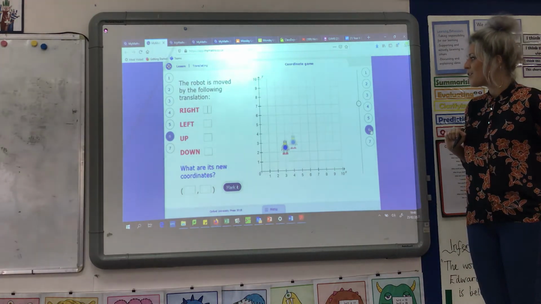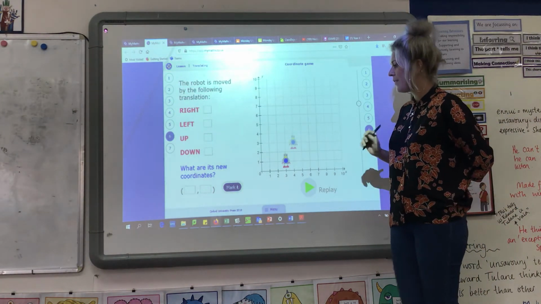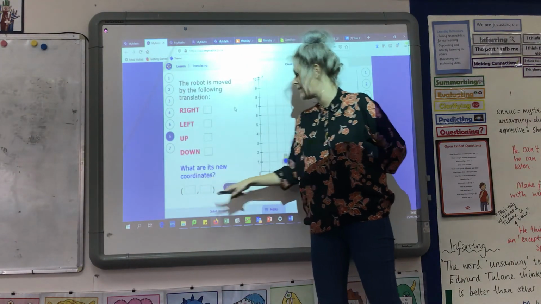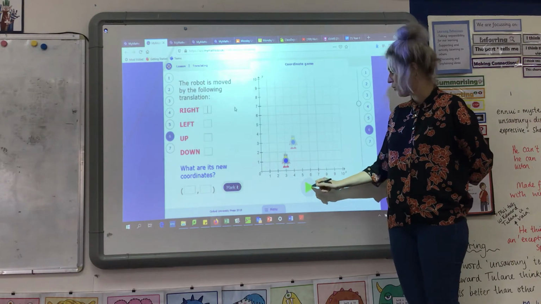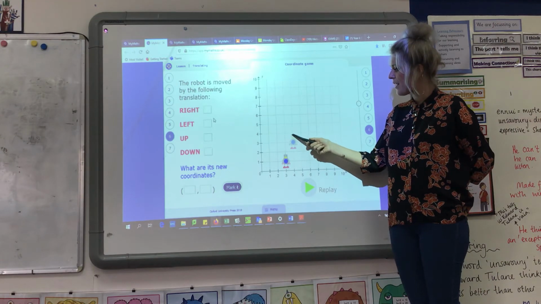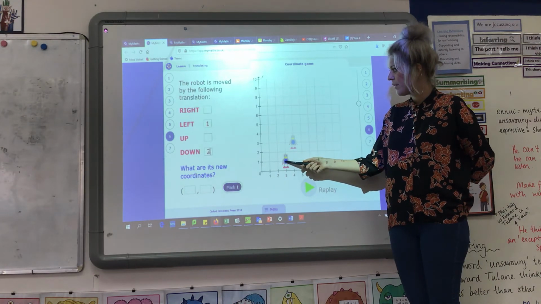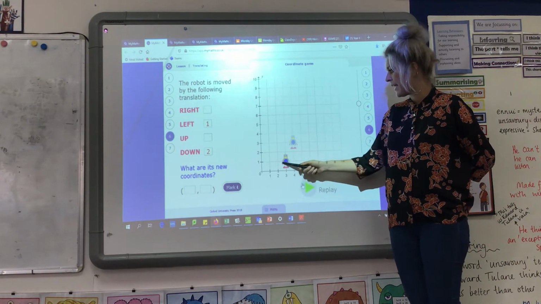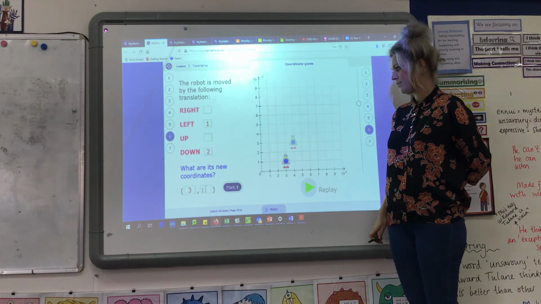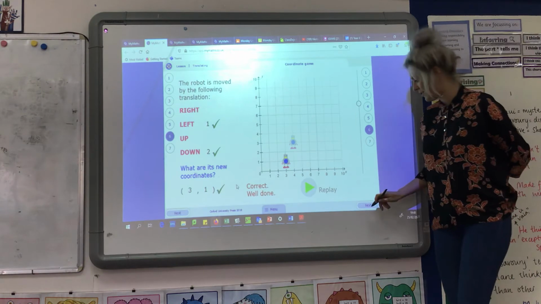So, the robot is moved by the following translation. First of all, we need to put in the translation that the robot has moved by. Then we need to write its new coordinates. I'm just going to replay that for us. So I can see that the robot has moved left 1 and down 2. And its new coordinates are 3, 1. Let's check. Yes, we're right. Well done. We'll do one more.